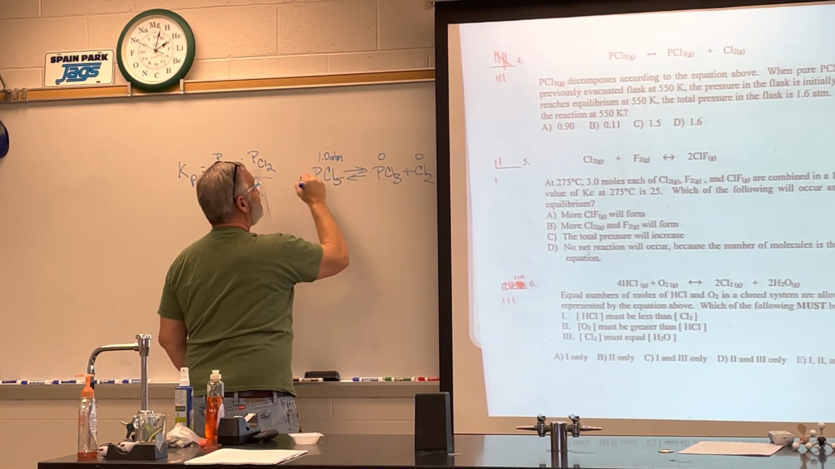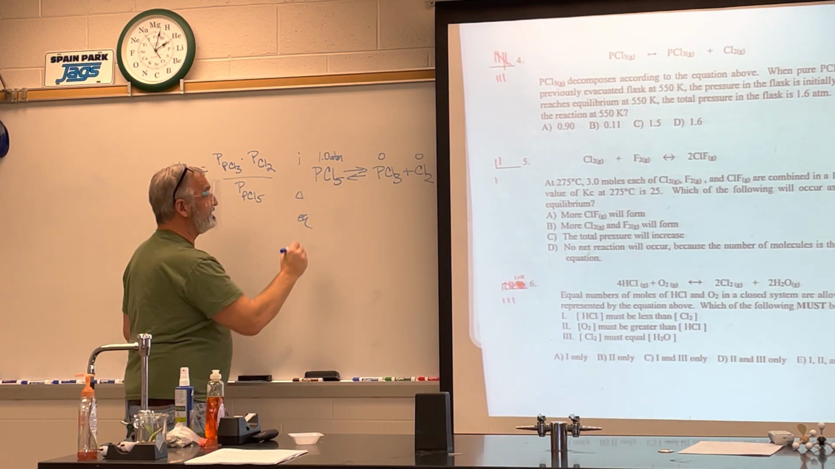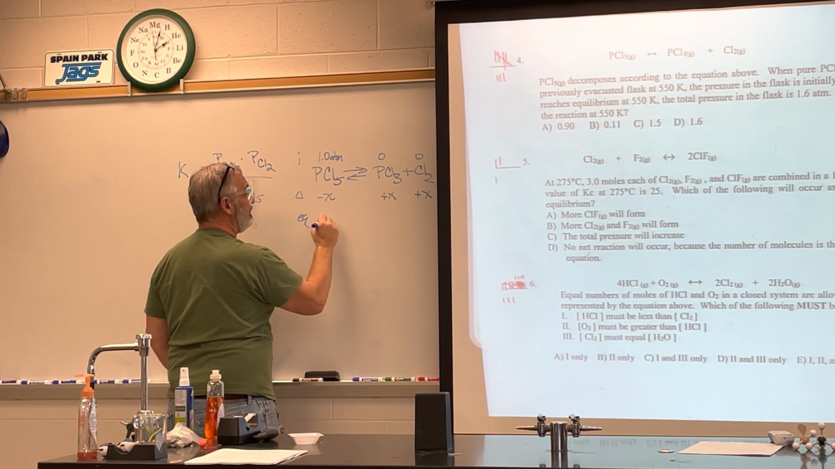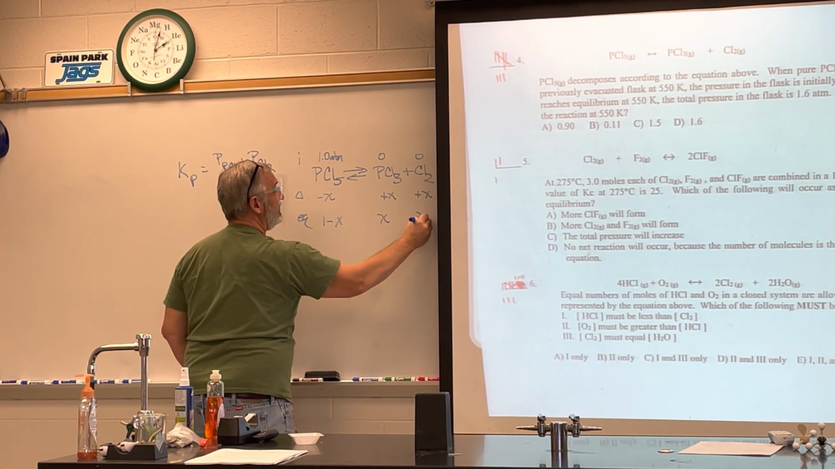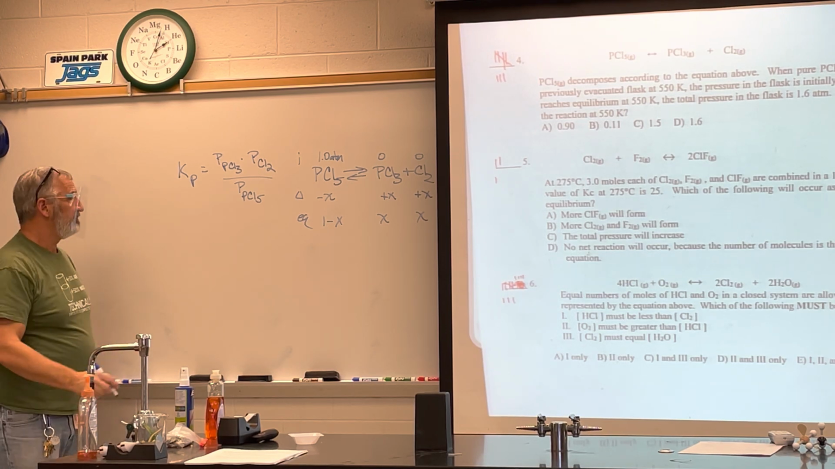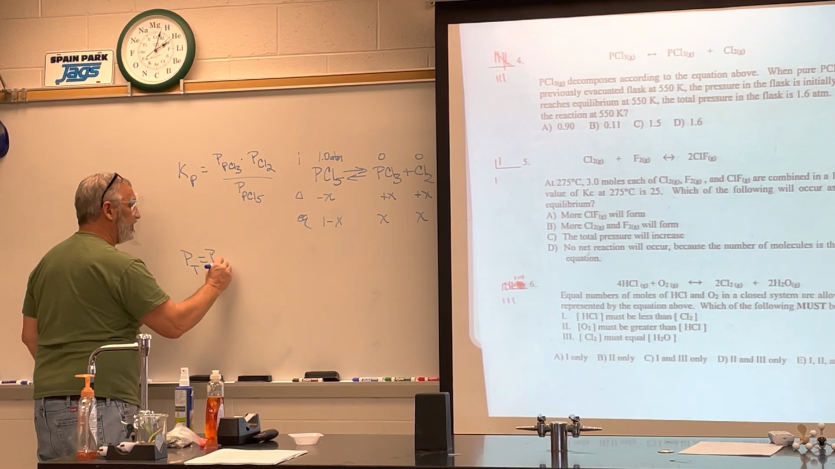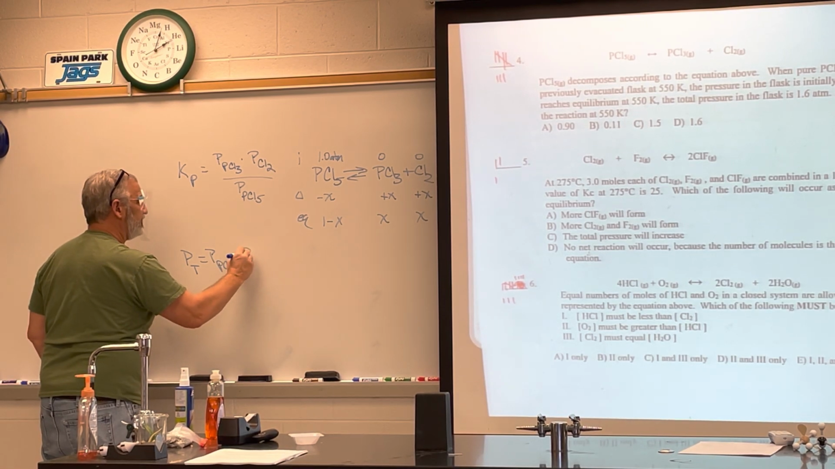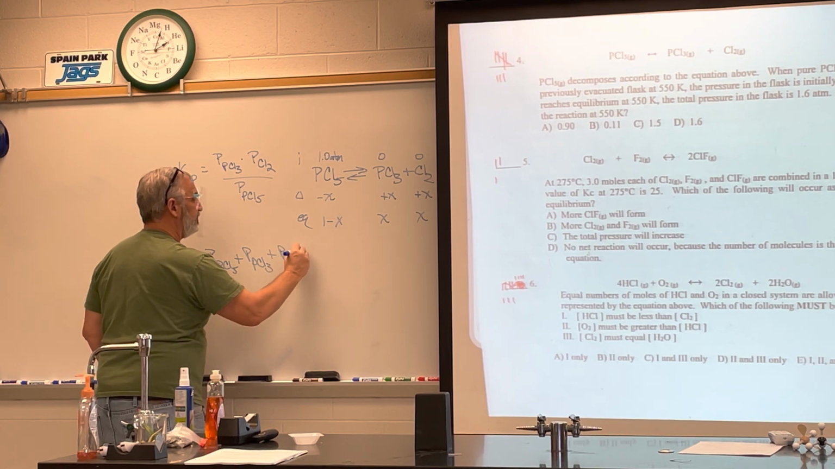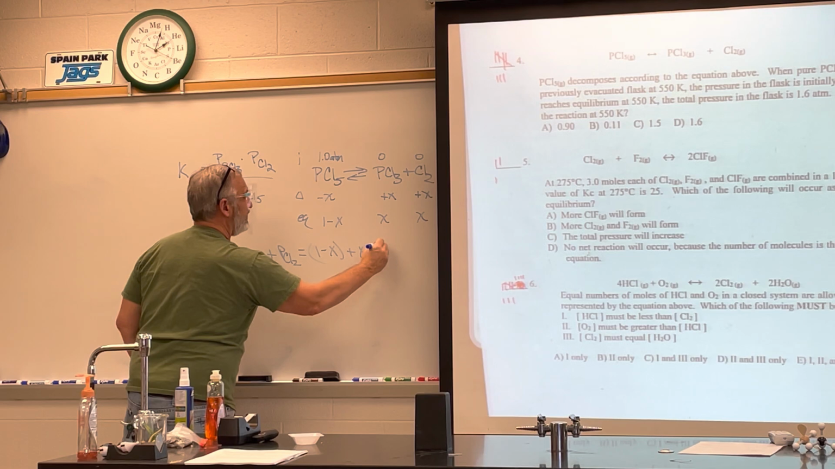And 0 and 0. What's my change going to be? Minus x plus x plus x. So at equilibrium, I have 1 minus x, x, and x. So how do I find out what x is? Because the total pressure is the pressure of the PCl5 plus the pressure of the PCl3 plus the pressure of the Cl2, which is going to equal 1 minus x plus x plus x.